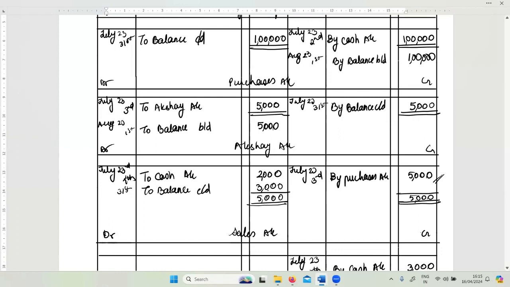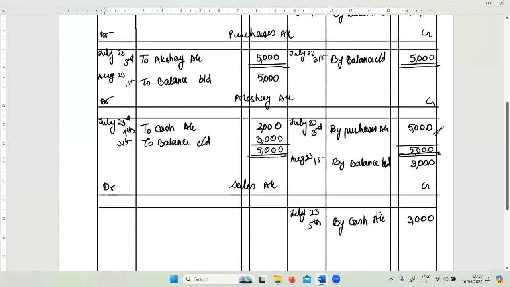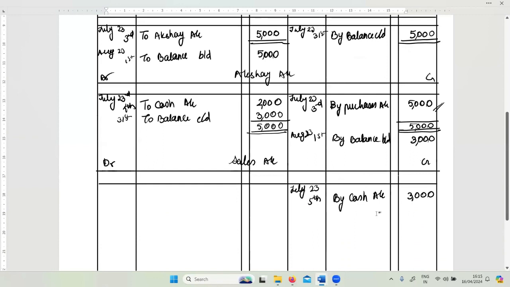Fine. Now, to balance carried down, matter is not closed. On 1st of August, I'm going to write by balance brought down 3,000. Fine. So what is the balance in Akshay's account? The balance in Akshay's account is credit balance. See, if you see a brought down balance, that is excess balance in hand, that is also a credit balance. So Akshay's account has credit balance.